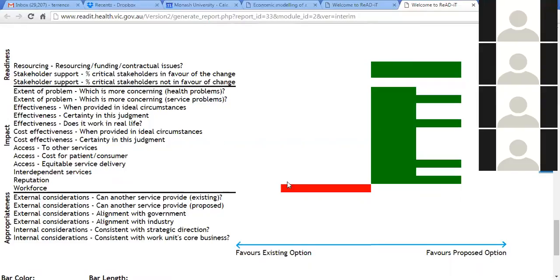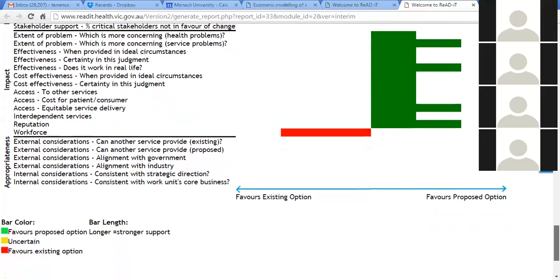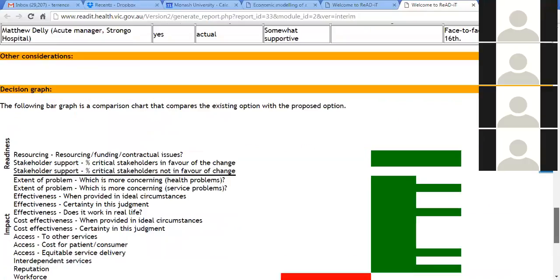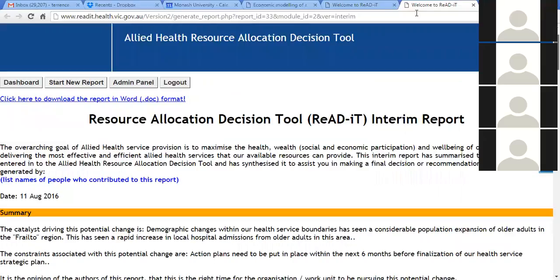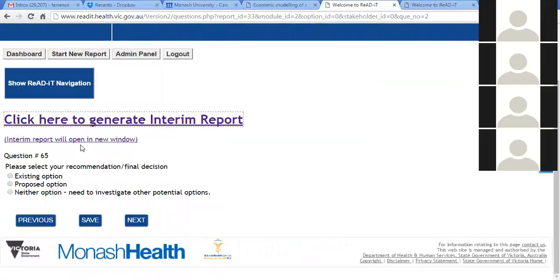One of the issues that's been raised in this output is the workforce bar. For this one, we've got a big red bar, which is a bit of a problem. That was because of the staff that would be affected. What you'll see next when we go back to the ReAD-iT is that we'll quickly select yes, we'll go with the proposed option. That's the one we want to use, and we'll generate a final report.